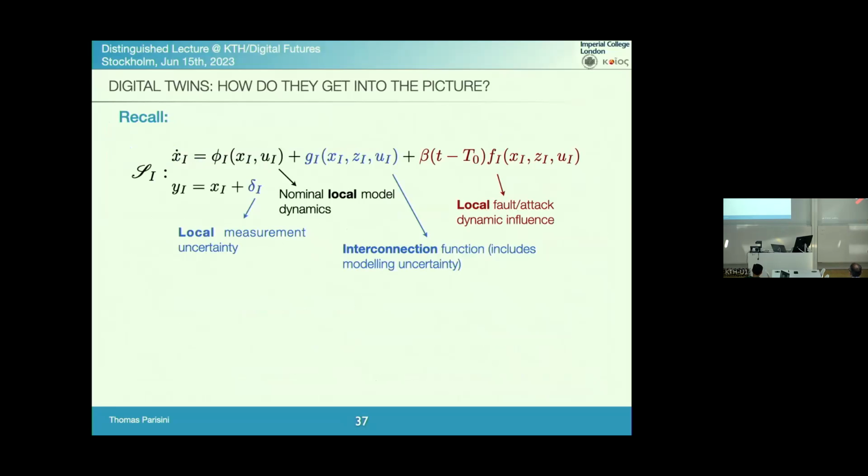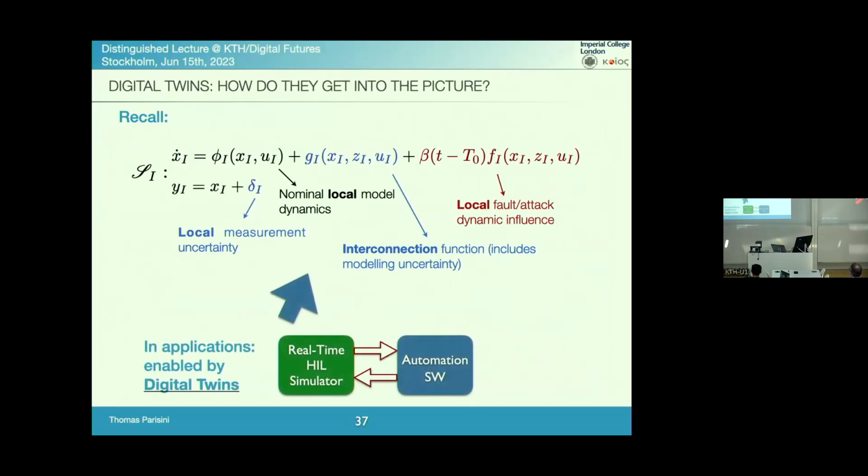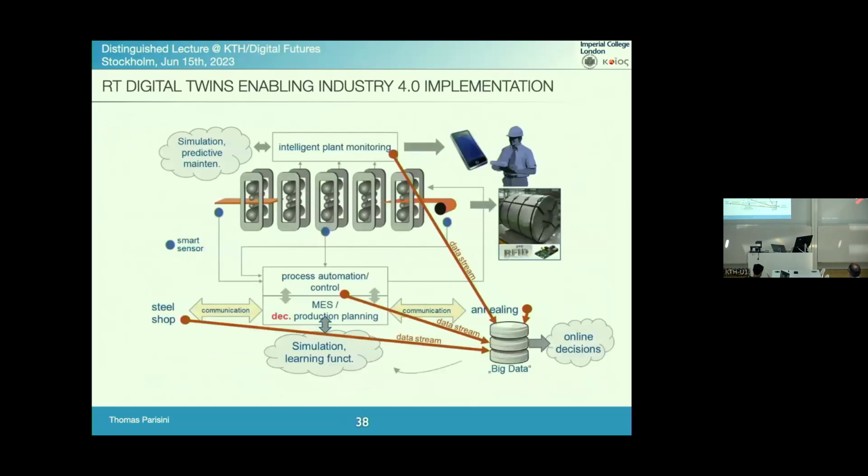Okay, and now let me go to the digital twin. So how does it get into the picture? I already said that a bit before, but basically, every time you have a function, a dynamics that you need to simulate in parallel with the plant, this is the job that the digital twin does for you. And let me now go into the details of that.